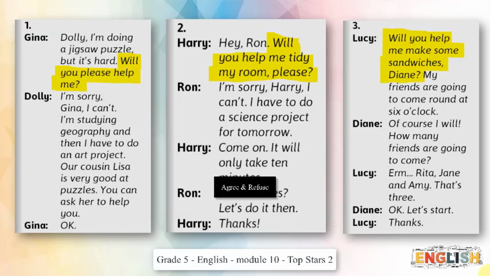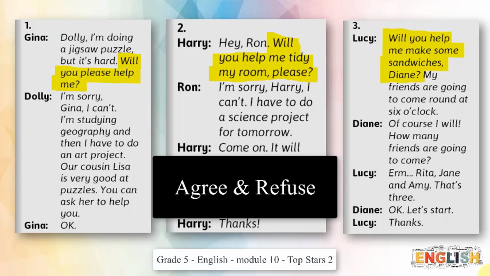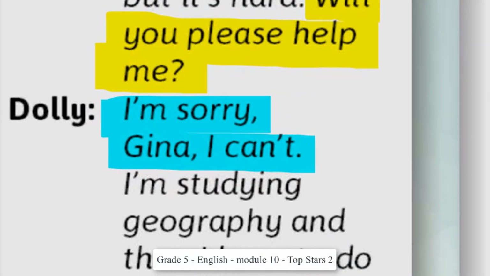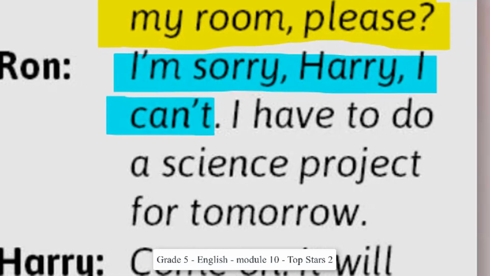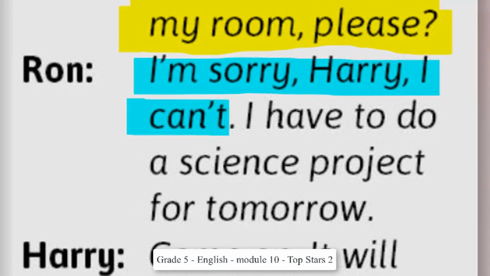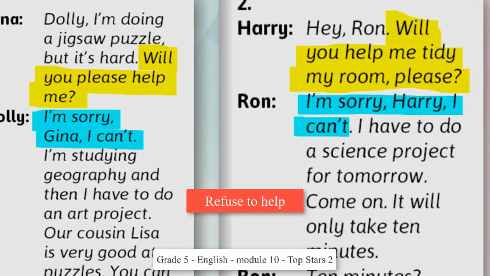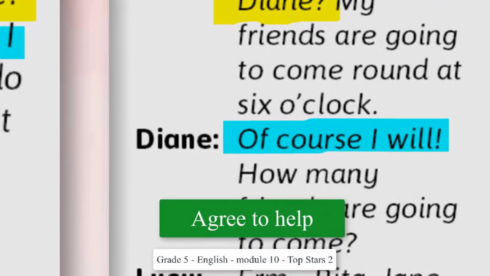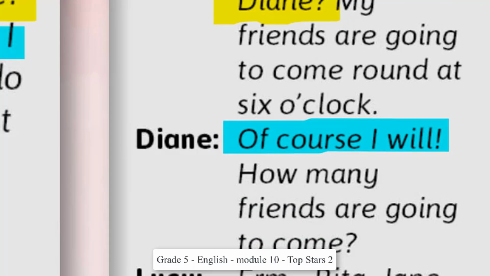Let's move on to how to agree or refuse. Look at these replies. I'm sorry, Gina, I can't. I'm sorry, Harry, I can't. This is simply what you say when you refuse to help. And in case you agree to help, you can say, of course I will.